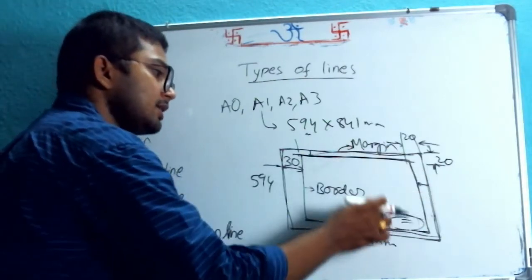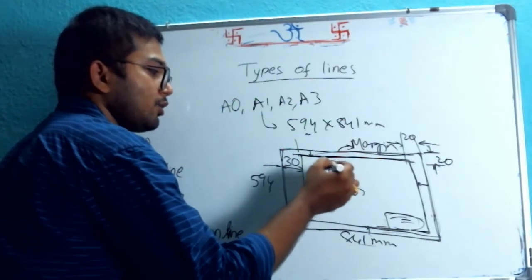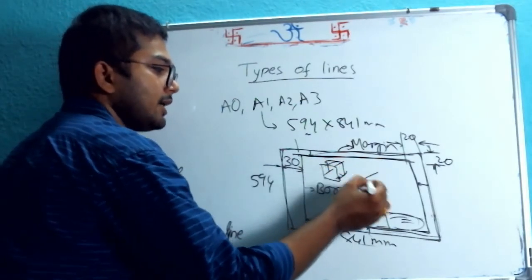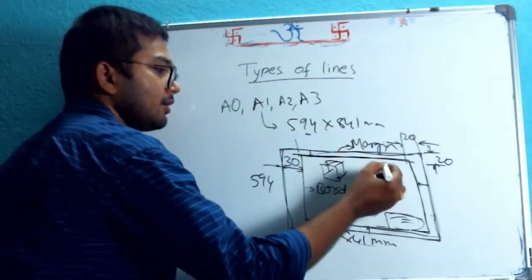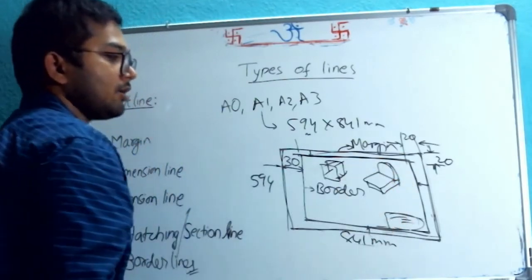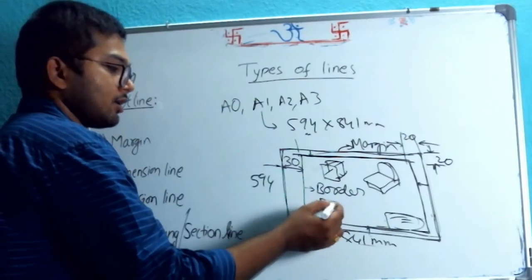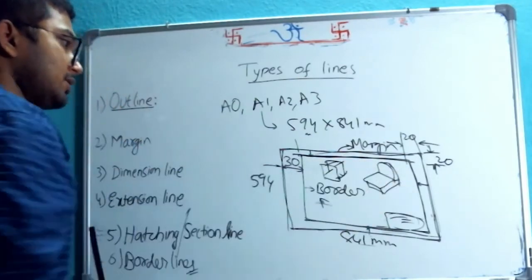Within this region, we will draw our diagrams. Say it is of a cube, or of a certain three-dimensional object, anything. Say it is a hexagonal bolt or whatever it is, we will draw in this space.